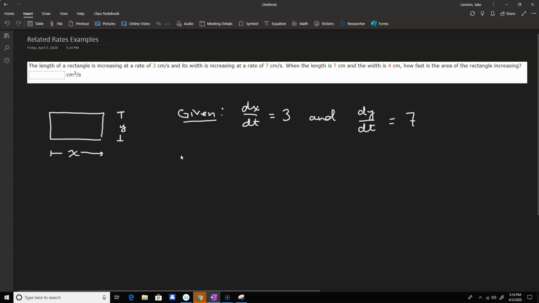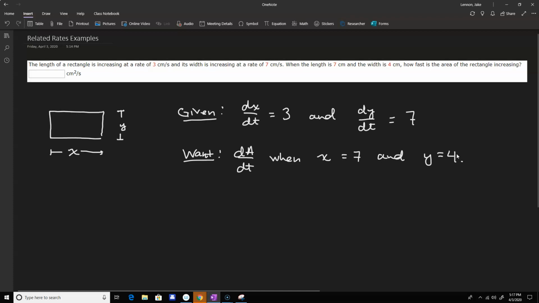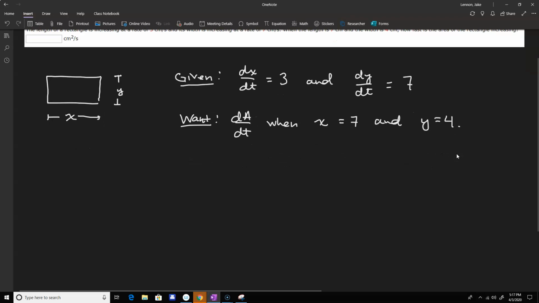So what do they want? Well, they want to know how fast the area is increasing. So they want to know what is dA/dt at a particular time. So they want to know when the length, which we labeled x, is equal to 7, and the width, y, is equal to 4. Okay, so what are we going to use here? Well, we're going to use our area formula. Area is equal to x times y.